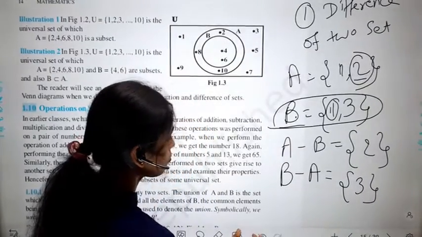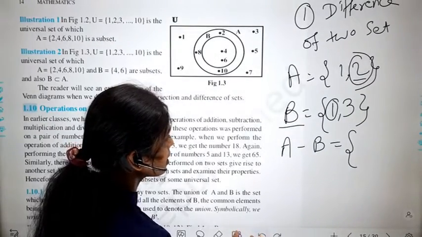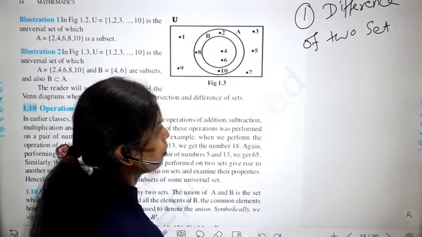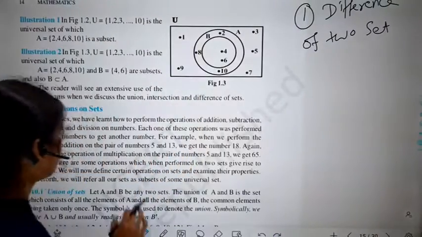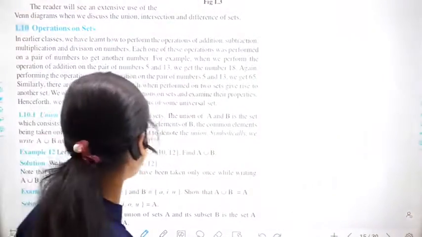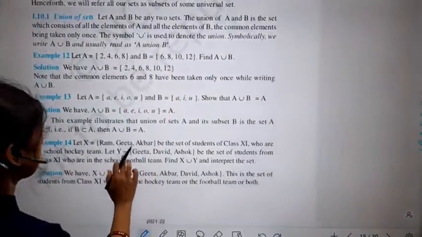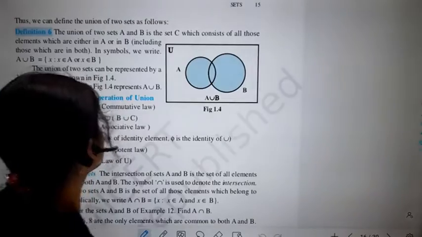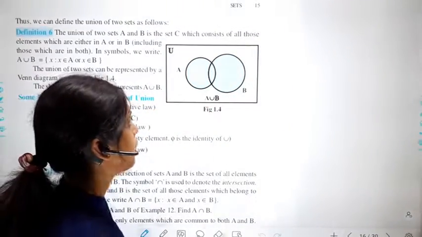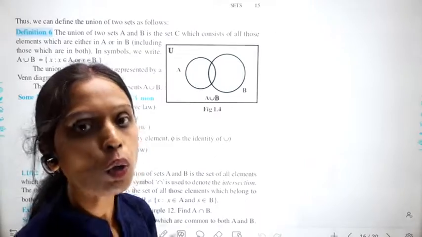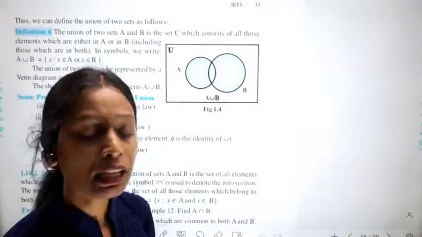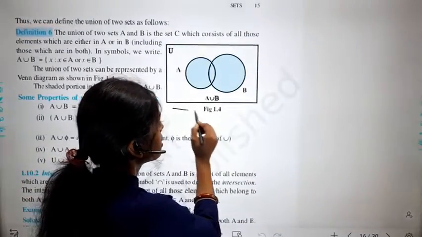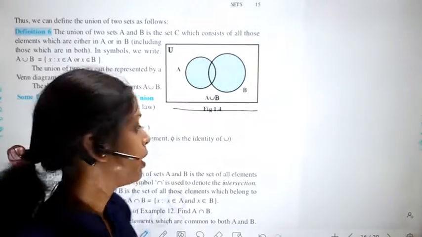And now let us take attention to what is given in the exercise. You can see here, this is A union B, meaning the collection of all those x such that x belongs to A or x belongs to B. This is the symbol of union.